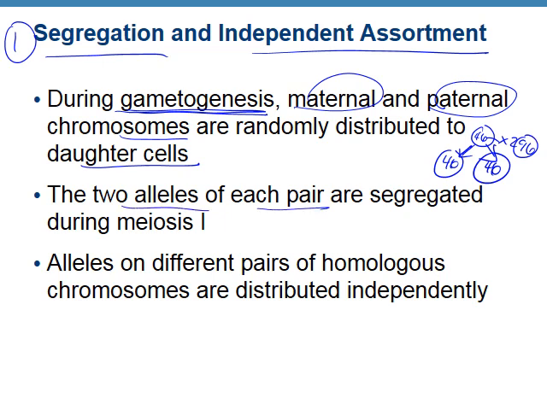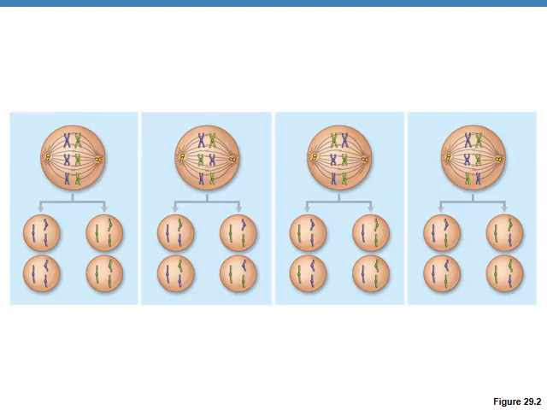Two alleles of each pair are segregated during meiosis 1. Alleles on different pairs are distributed independently. We don't line them up. We don't say, okay, all maternal on this side, all paternal on the right side, all maternal on the left side. Okay, everybody line up and we'll split down the middle. They could be a random assortment. This is a nice illustration of that effect. So let me get my little colors going here. So here's your original cell.